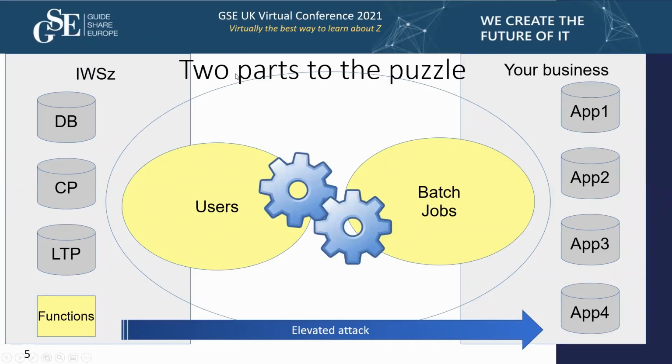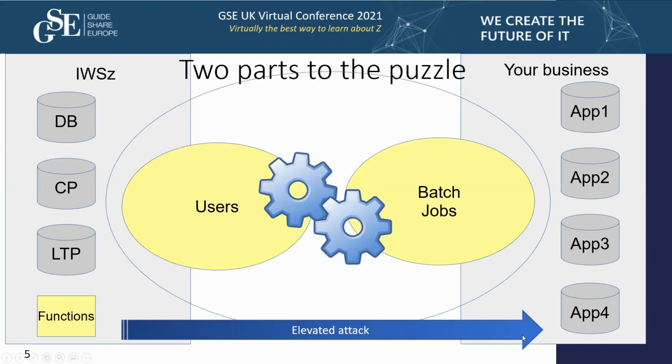So there are two parts to the puzzle as far as security is concerned. There's what users can do inside IZWS itself. So can they update the database? Can they update the current plan? Can they run stuff? Things like that. But then there's what the batch jobs can do. And this is probably the riskiest part, because the batch jobs need to be able to update your production systems. So you do have to worry.